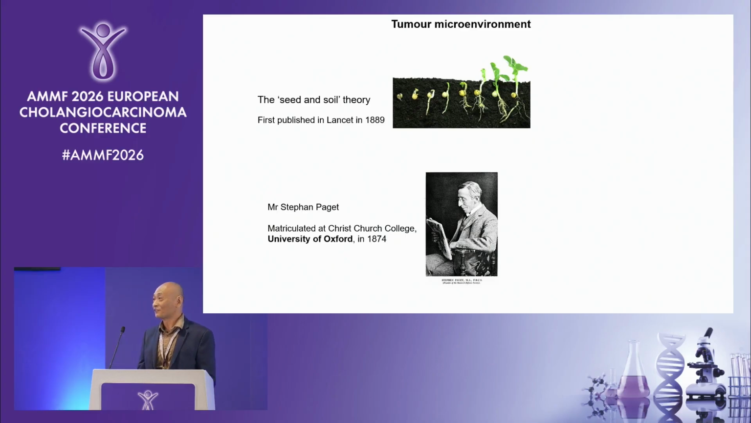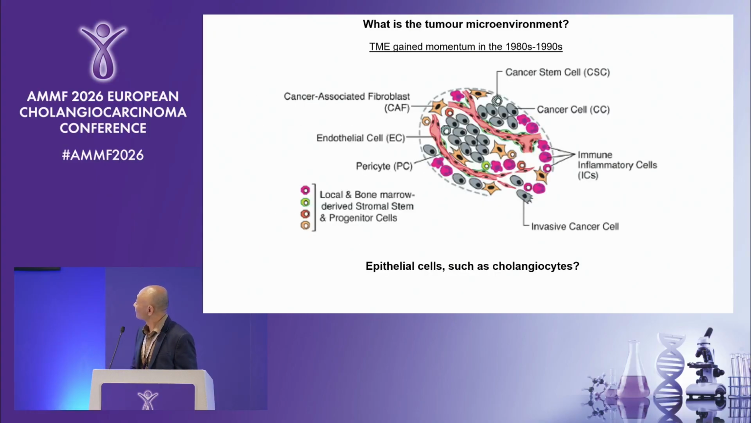The concept of the tumor microenvironment is a modern revival of the seed and soil theory, first published by Stephen Paget, an Oxford-graduated surgeon, in 1889. The tumor microenvironment gained scientific momentum during the 1980s and 1990s, when we began to understand tumors differently. Rather than viewing them as a collection of mutated cells, we recognize them as complex and abnormal organs made up of tumor cells and surrounding stromal cells.